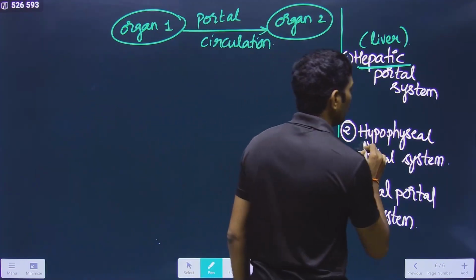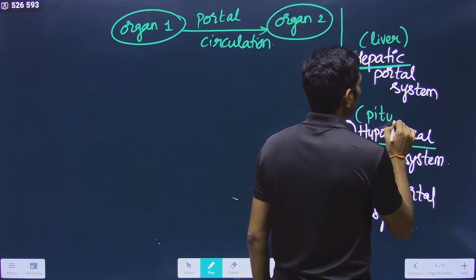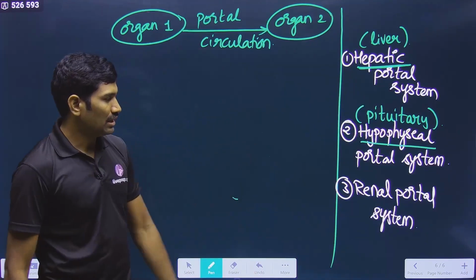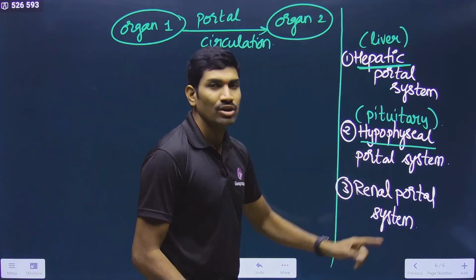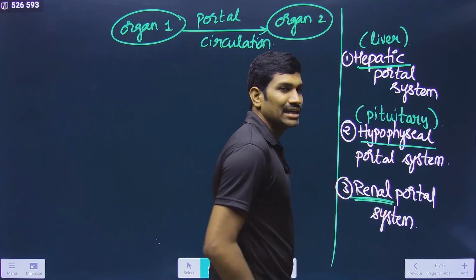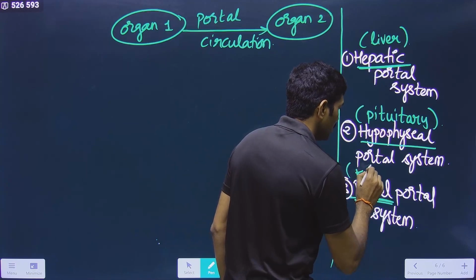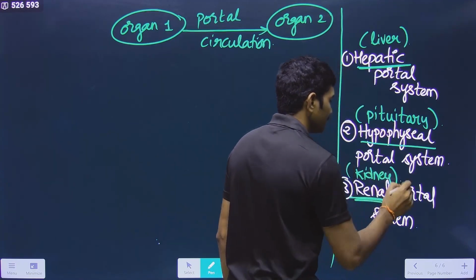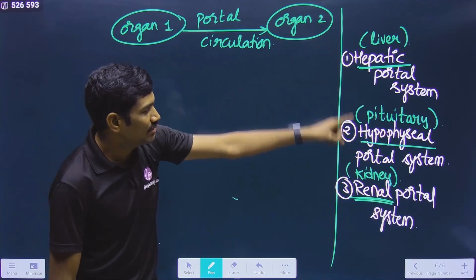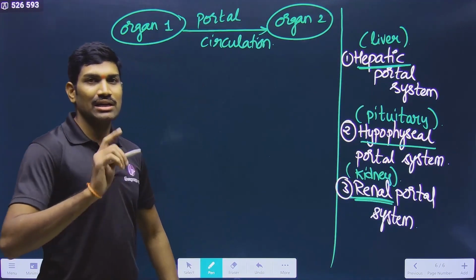Next one, hypophyseal. What is hypophysis? It is nothing but the pituitary gland. Hypophyseal portal system: here also 2 organs are involved, but only one organ name was there. Renal portal system has different organs, but here it is the kidney only. Renal means kidney. So in the portal circulation names, only one organ name was given.